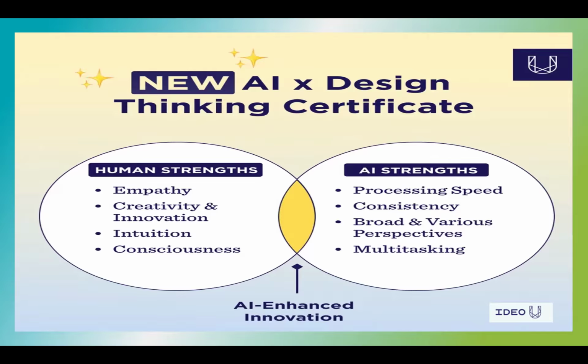If you look at the human strengths like empathy, creativity and innovation, intuition, consciousness, and let's add a few more, critical thinking, curiosity. These are all human strengths that are absolutely essential in design thinking. And AI strengths are things like processing speed, consistency, broad and various perspectives. Those things are also important, but they're secondary to those human strengths in design thinking.